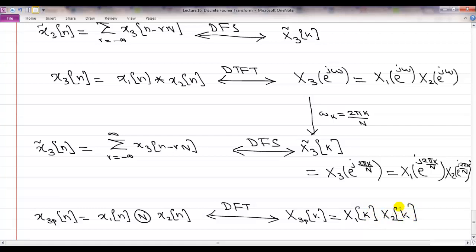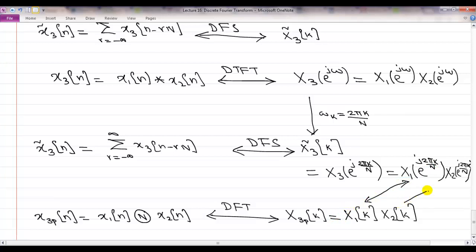Okay? But what is x1 of k? Because of the relationship between DFT and discrete Fourier series and DTFT, what is x1 of k? Simply samples of the DTFT of x1 of n. So this x1 of k is nothing but x1 e to the j 2 pi k over n.